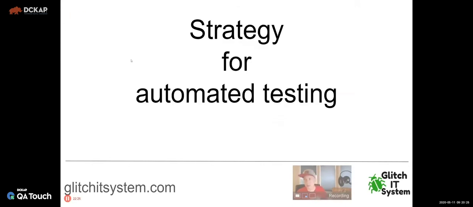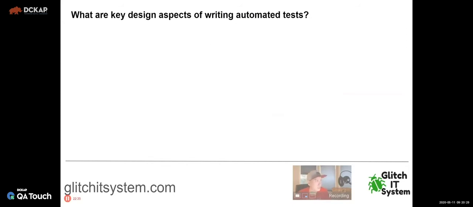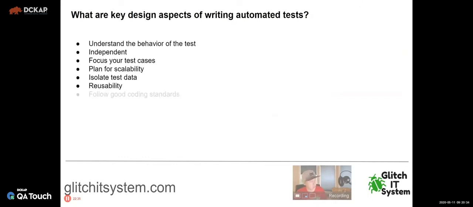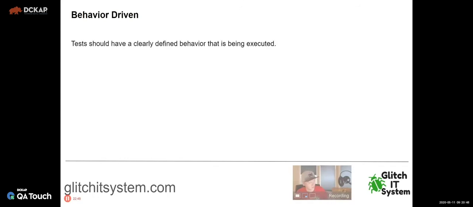All right, so looks like I'm getting long here. I'm going to go through this real quick. Strategy for automated testing. What are the key design aspects for writing automated tests? All these things: understand behavior, independent, focus your testing, plan for scalability, isolate test data, usability, follow good coding standards, code review, source control. All right, so let's go through here. You can use behavior-driven testing, as Faisal said, that you can plug into most modern frameworks out there.